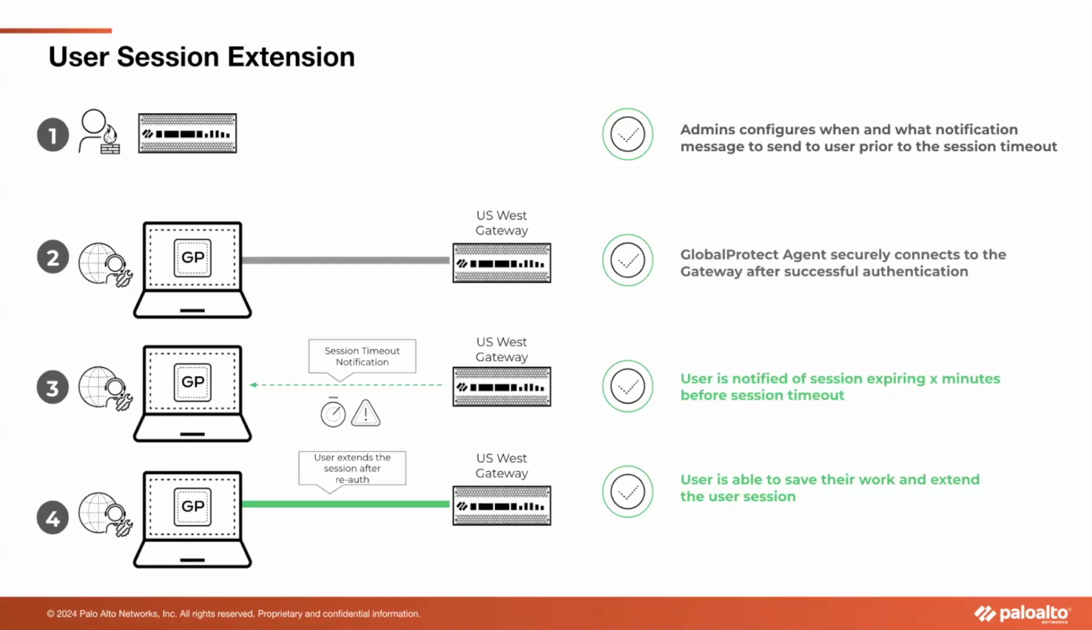The admin configures when and what notification message to send to the user prior to the session timeout, like how many minutes before the session timeout, and what message the user should see at that point in time. The GlobalProtect agent connects to the gateway after successful authentication, and the user will be notified of the session expiring, at whatever minutes were configured by the admin before the session timeout actually happens. The user is able to save the work, and he can also opt to extend the session for the duration that he desires.